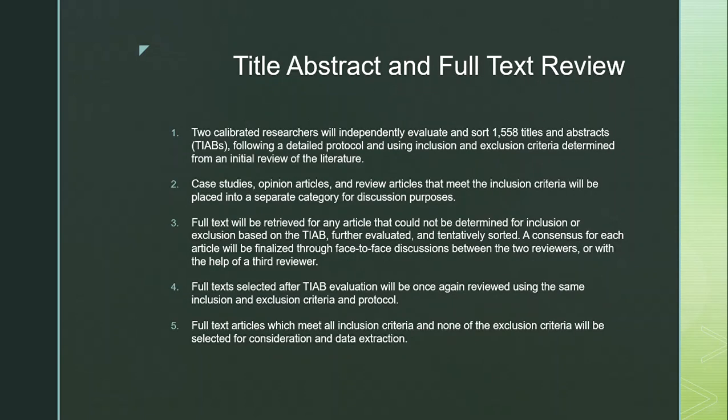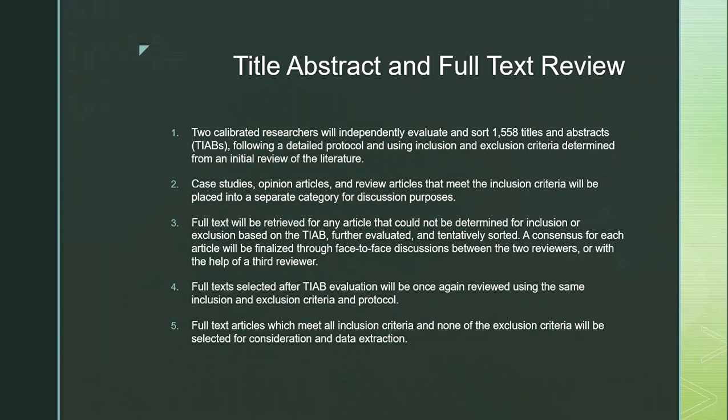2 calibrated researchers will independently evaluate and sort the 1558 titles and abstracts that were found, following a detailed protocol and using the inclusion and exclusion criteria. Again, case studies, opinion articles, review articles will be placed into a separate category for discussion. Full text will be retrieved for any article that could not be determined for inclusion or exclusion based on the title and abstract. They'll be further evaluated and sorted. A consensus will be reached through face-to-face discussions between the 2 reviewers or with the help of a 3rd reviewer.